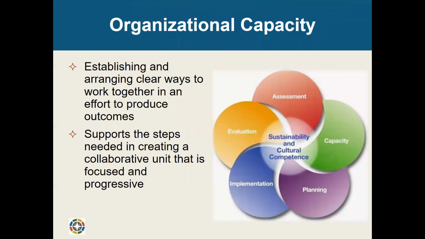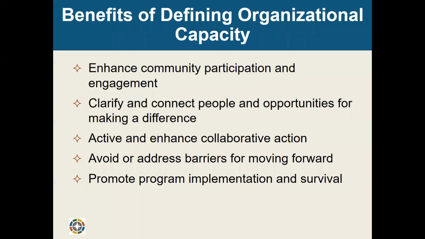And moving into some organizational capacity. So really understanding that organizational capacity is that process of establishing and arranging clear ways to work together. It supports the steps needed in creating a collaborative unit so that we're focused and progressive, and when groups engage in this, we're able to organize, support our members, and see really nice outcomes.